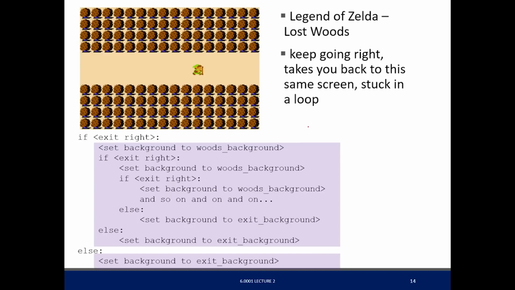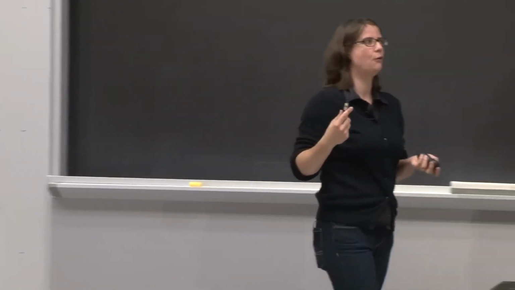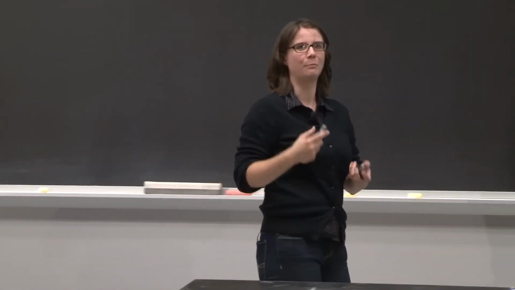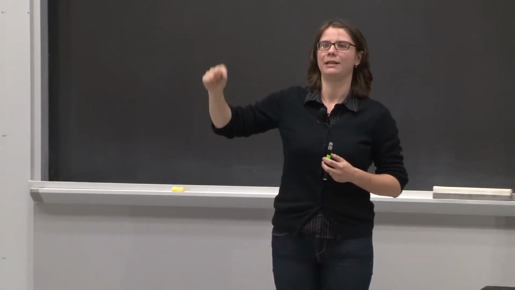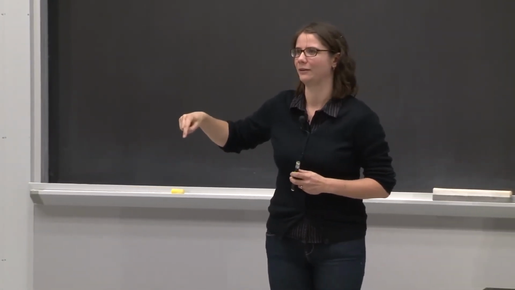Well, you'd show them the woods background and now ask them again, where do they want to go? If they exit right, set the background to the woods background. Otherwise, set the background to the exit background. And so on. So you notice that there's sort of no end to this, right? Do you know how many times the user might keep going right? They might be really persistent, right? And they'll be like, maybe if I go 1,000 times, I'll get out of the woods.